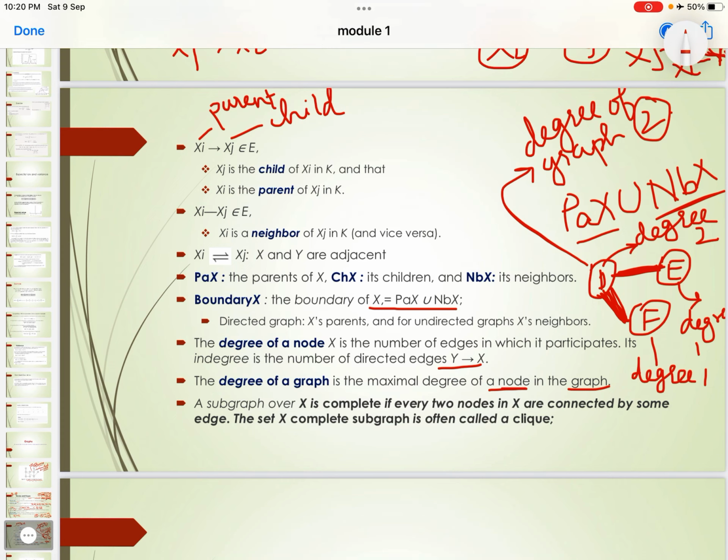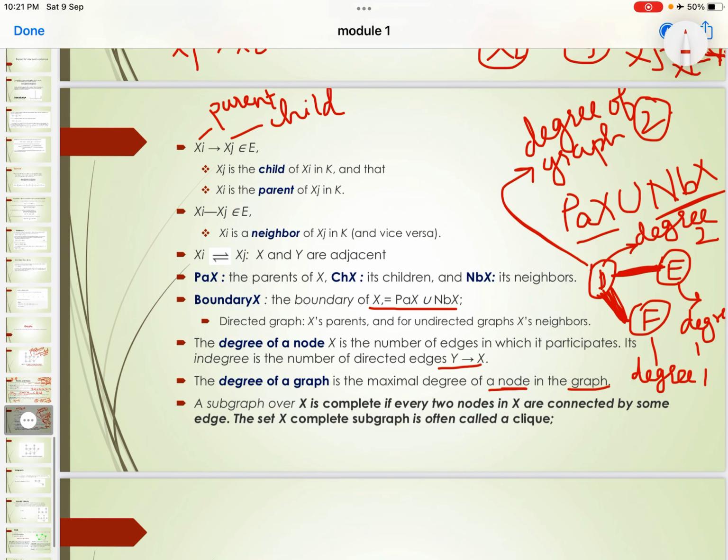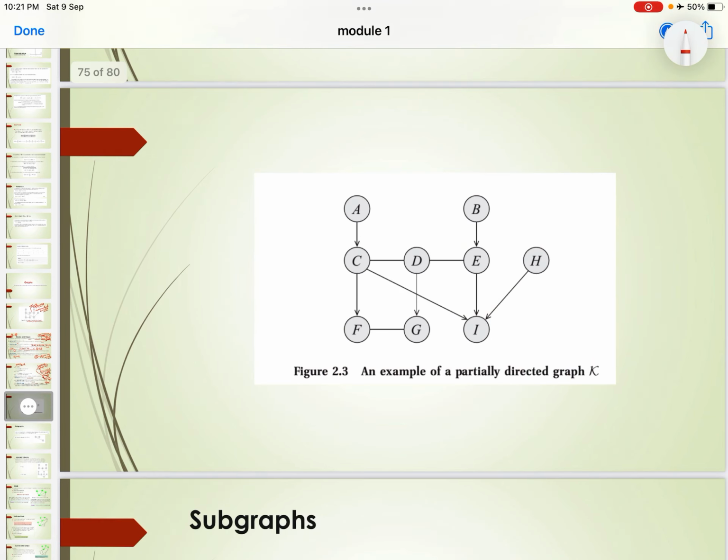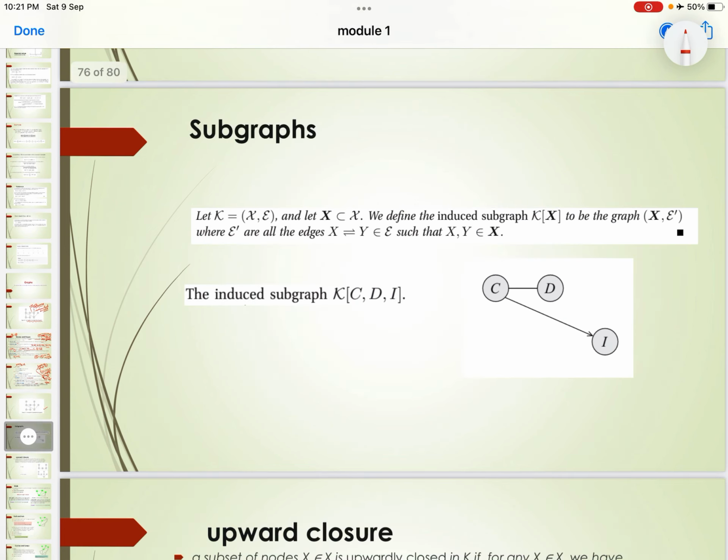A subgraph over X is complete if every two nodes in X are connected by some edge. The set X complete subgraph is often called a clique. Now an example of a partially directed graph, we have already seen this.